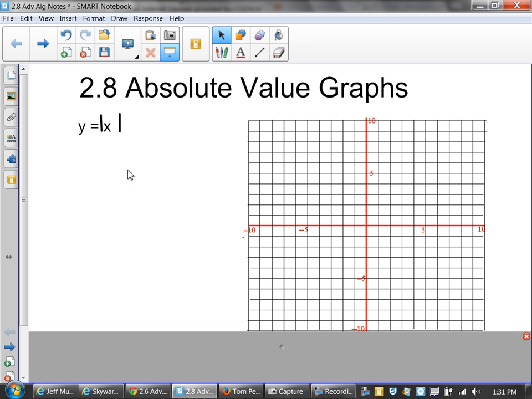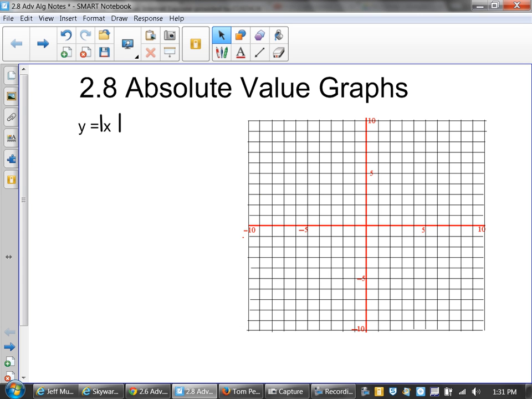Absolute values. I'm going back into something that most of you have seen in your algebra classes. We need graph paper. What I want to do today is revisit this. You need one sheet for notes and one for homework.